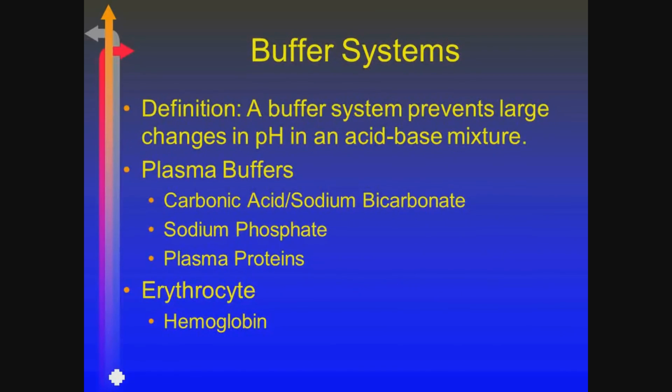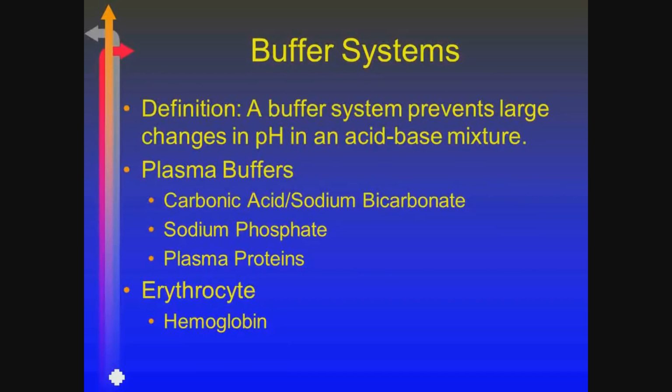For right now, just know that there's buffers that are out there. I don't expect you to know what the names of them are. I just put them there because eventually we will, but for right now, don't worry about it. One of the buffers, if you notice, is hemoglobin. And if you go back and look at that picture of how CO2 is transported, one of the things that hemoglobin does is it picks up the excess amount of hydrogen ions.